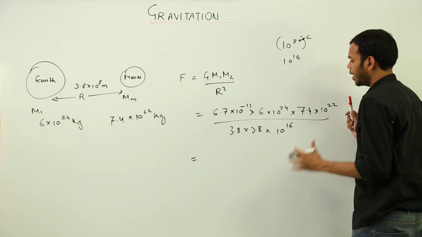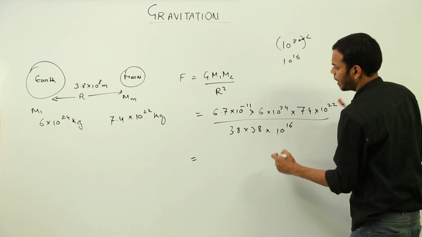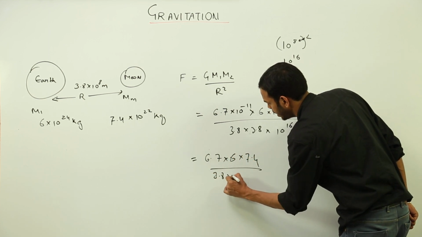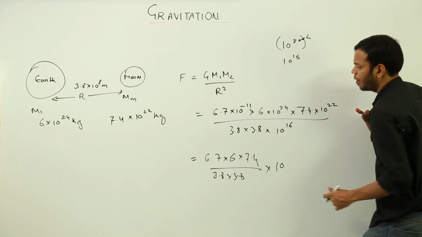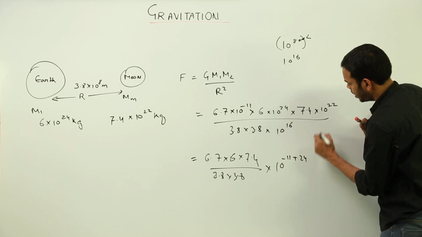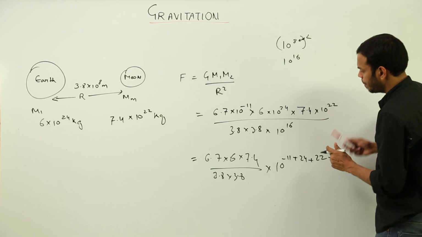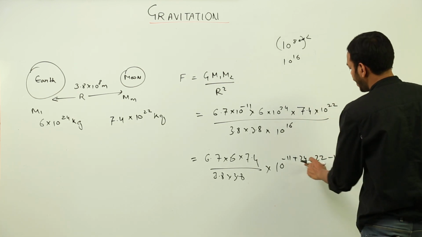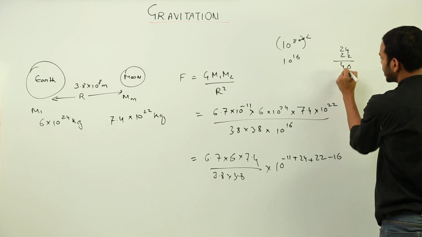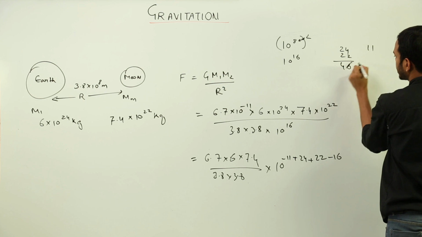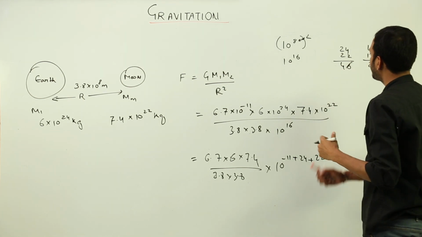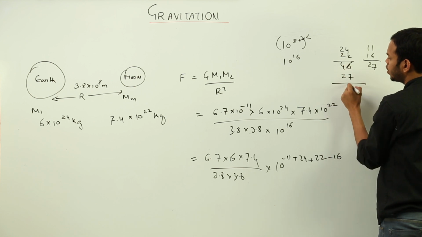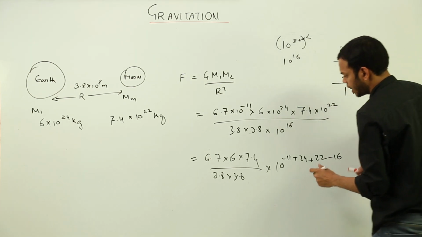If we just calculate this, taking the powers separately, we have 6.7 into 6 into 7.4 divided by 3.8 into 3.8. Let's check what power is coming up. It is minus 11 plus 24 plus 22 minus 16, because when this 10 raised to power 16 is taken to the numerator side, it becomes negative, so 10 raised to power minus 16. So we have 24 plus 22, what is this? 46. And we have 11 and 16, this is 27. If I subtract 27 from 46, what will I get? 19. So this becomes 10 raised to power 19.